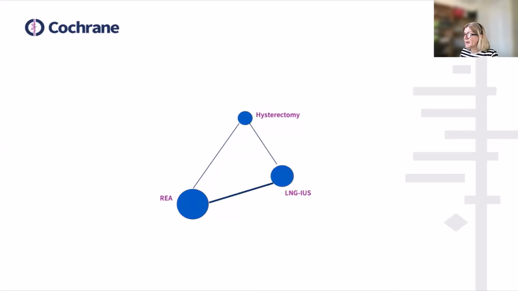comparing LNG-IUS and hysterectomy. The size of the nodes represents the number of studies comparing this intervention to any other intervention in the network. So there are more studies comparing REA to any other intervention than there are comparing LNG-IUS to any other intervention, and also more studies comparing LNG-IUS to any other intervention than there are comparing hysterectomy to any other intervention.